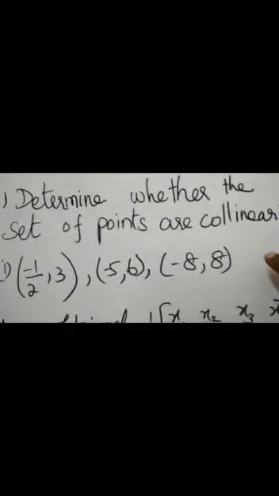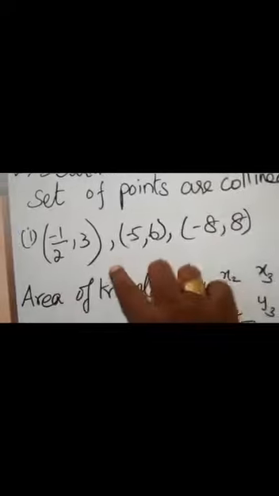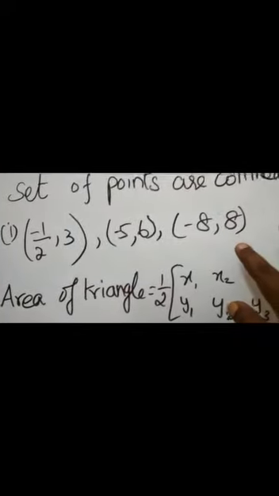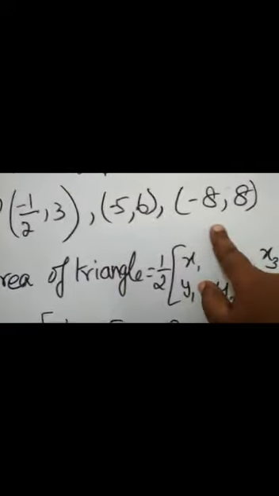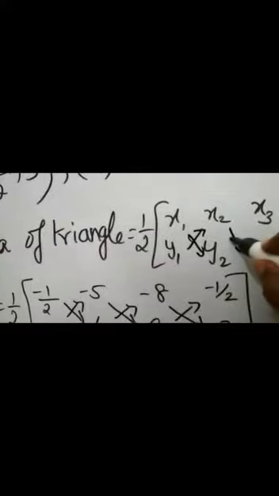Determine whether the set of points are collinear. Collinear condition: area of triangle will be equal to 0. Okay. So here it is not necessary to draw the diagram. So 3 points are given. Consider the first one as x1, y1, next one as x2, y2, the third one as x3, y3. Now area of triangle equal to half x1, y1, x2, y2, x3, y3, and again x1; the arrow mark is a must.